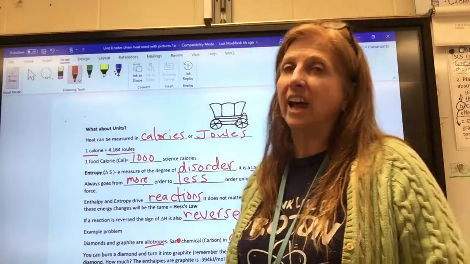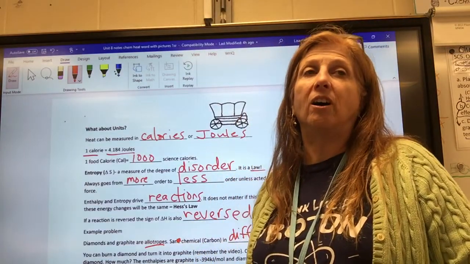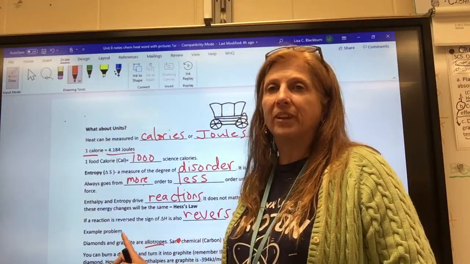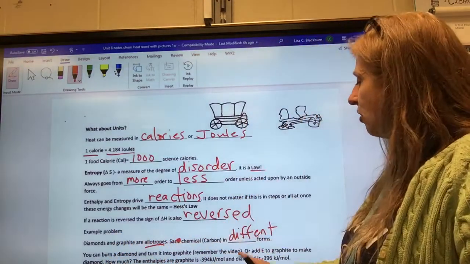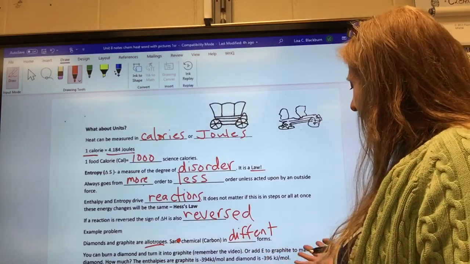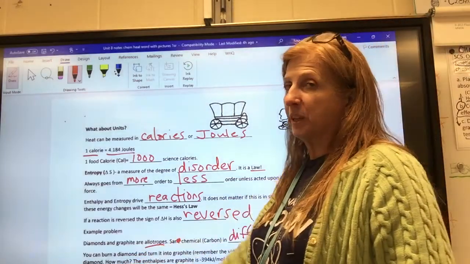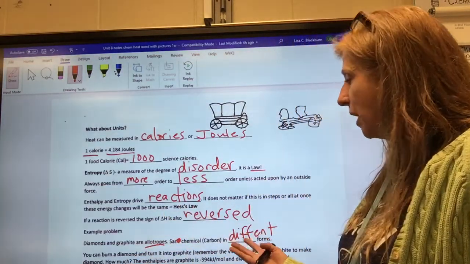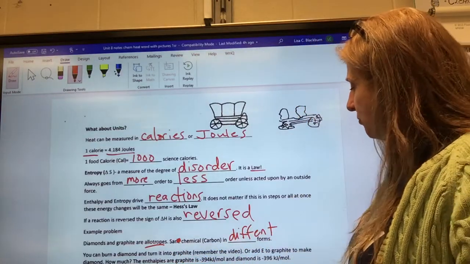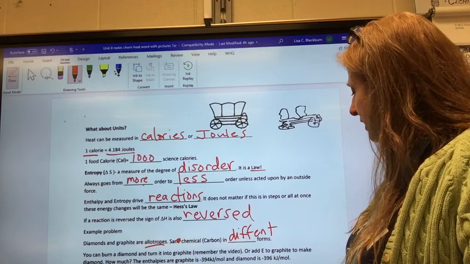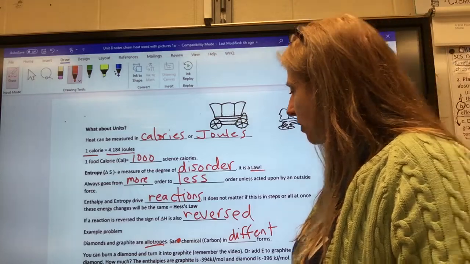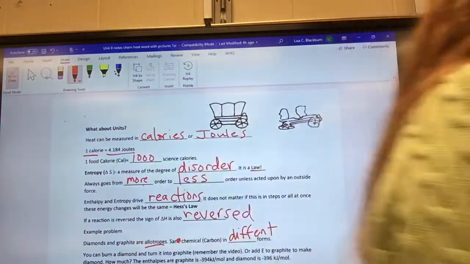So you can burn a diamond. Remember in the video we saw, Adam's Ring of Truth, and Julia Child burnt the diamond in the vacuum oven. Remember that? And you can turn it into graphite. So here's our problem. You have to add energy to graphite to make it into diamond, or the other way around. How much? The enthalpies of graphite are negative 394 kilojoules per mole, and diamond is negative 396 kilojoules per mole.